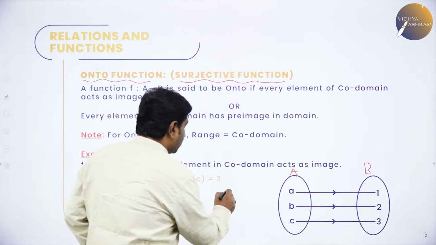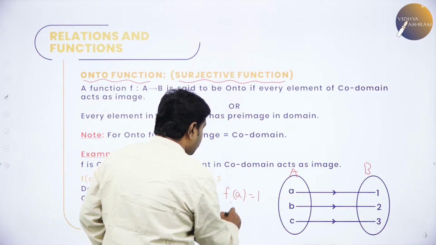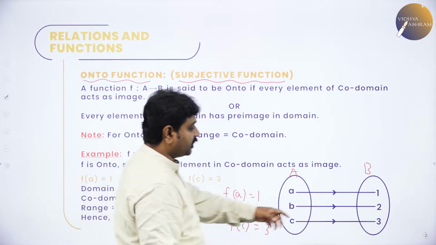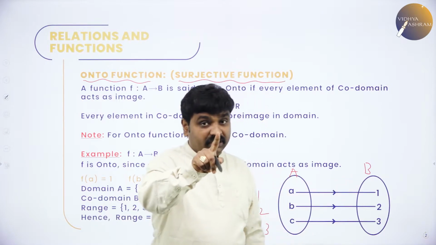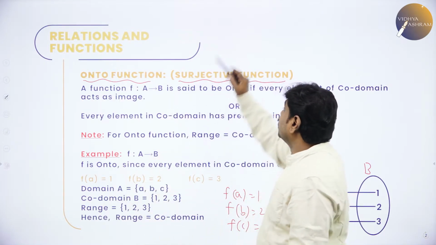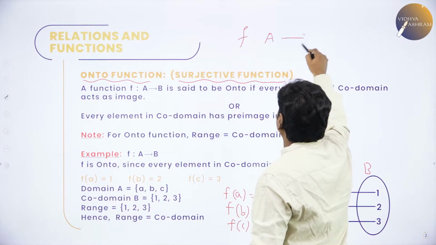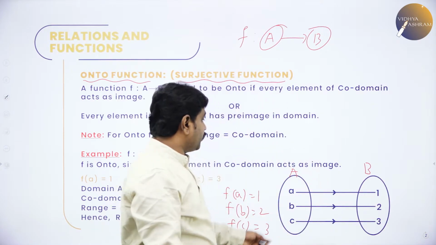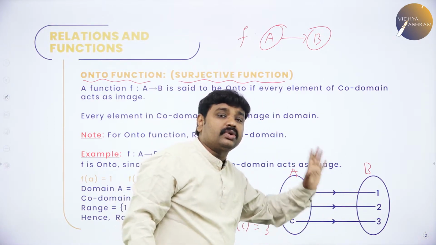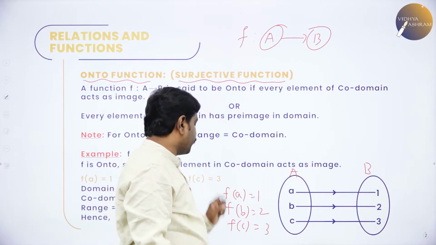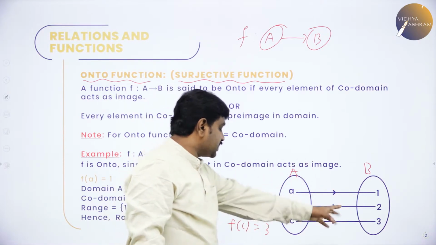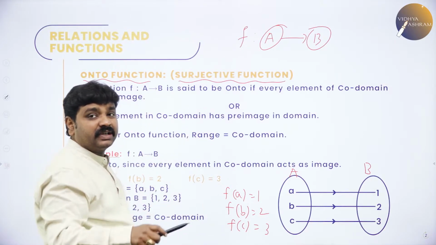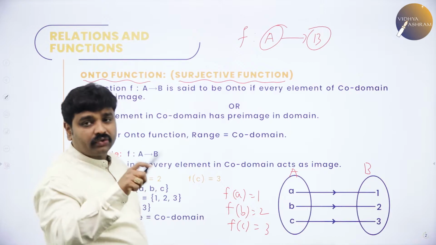Look here, f of a, image of a is 1, image of b is 2, image of c is 3, means every element. So in codomain, all of you know, in the very first class I taught you what is domain, what is codomain, how to read this. F maps A to B. What is A? Domain. What is B? Codomain. Second set is called as codomain. So if you see the codomain, every element in codomain should act as image. So 1 is acting as image of A, 2 is acting as image of B, 3 is acting as image of C. So now if every element acts as image, then we call it as onto function.